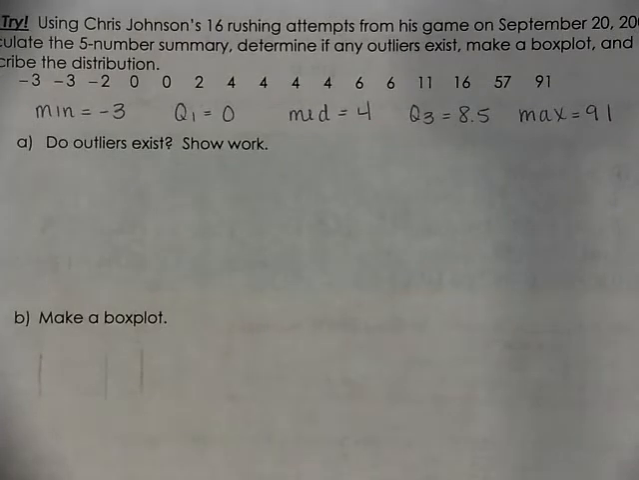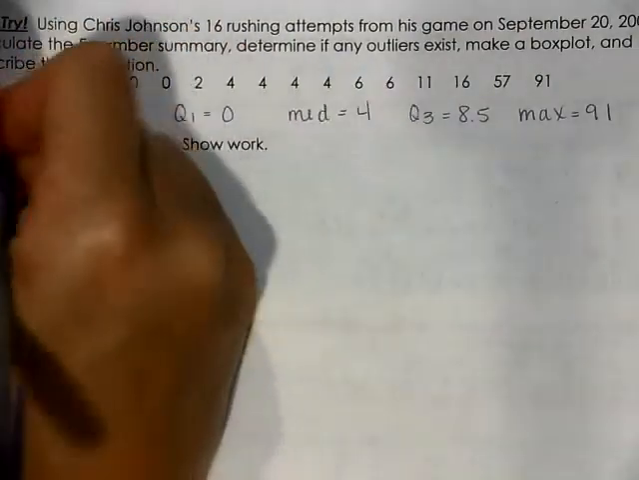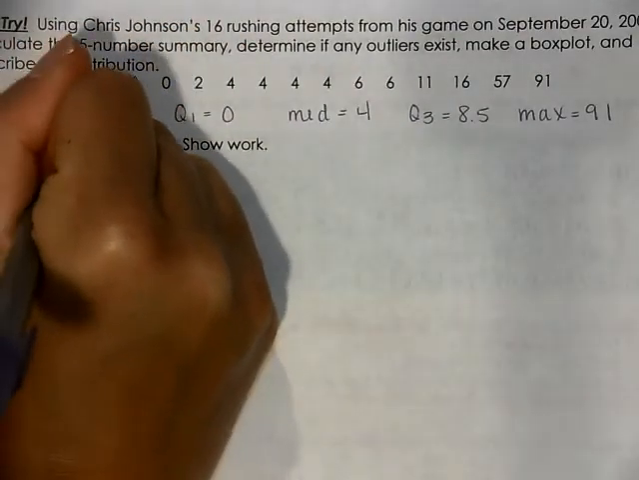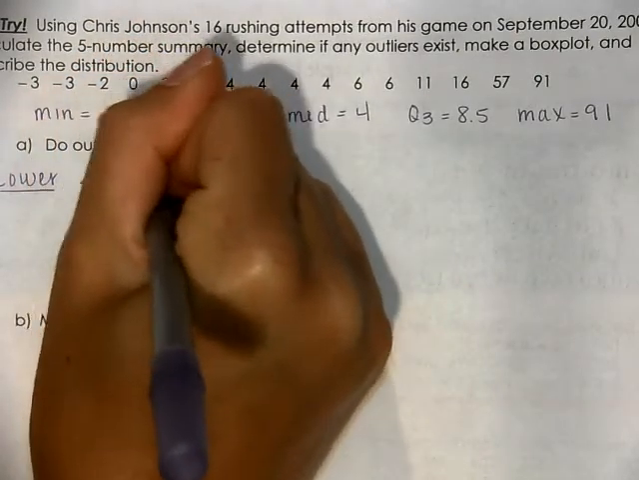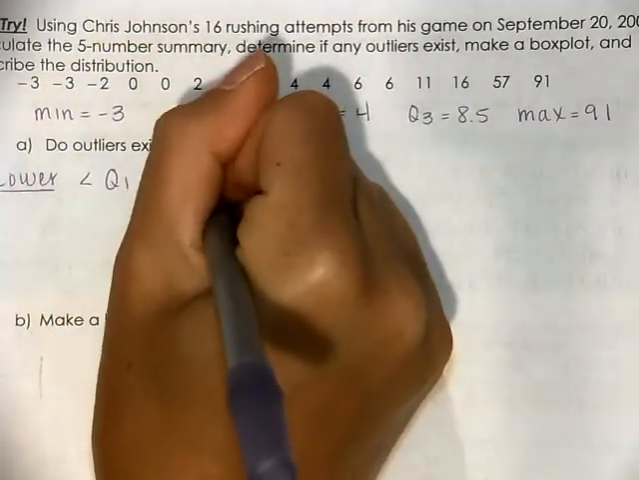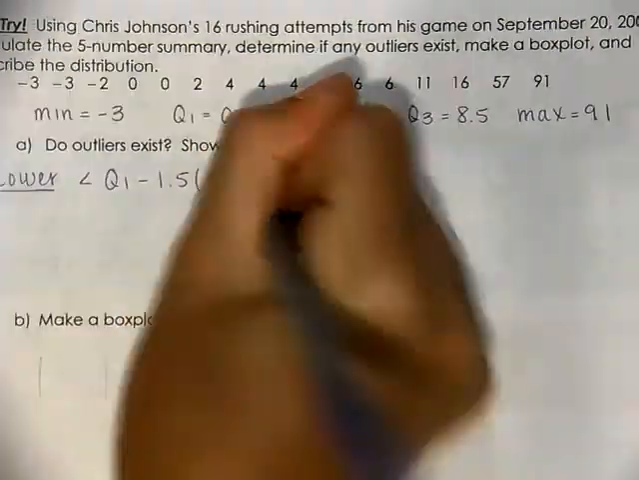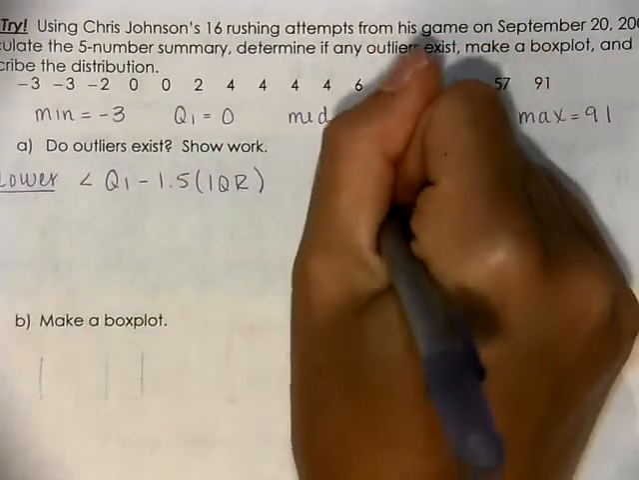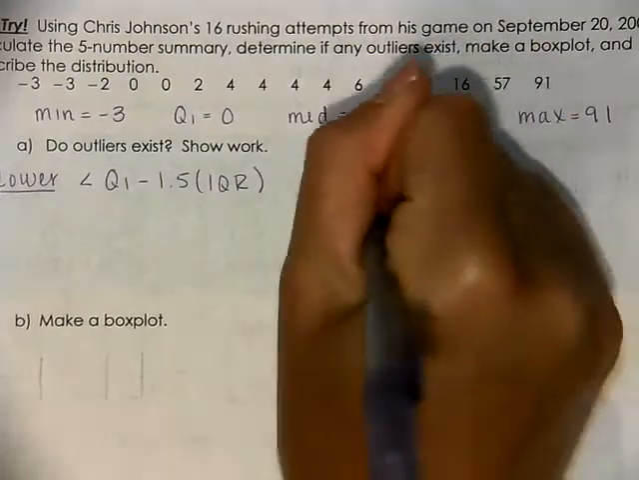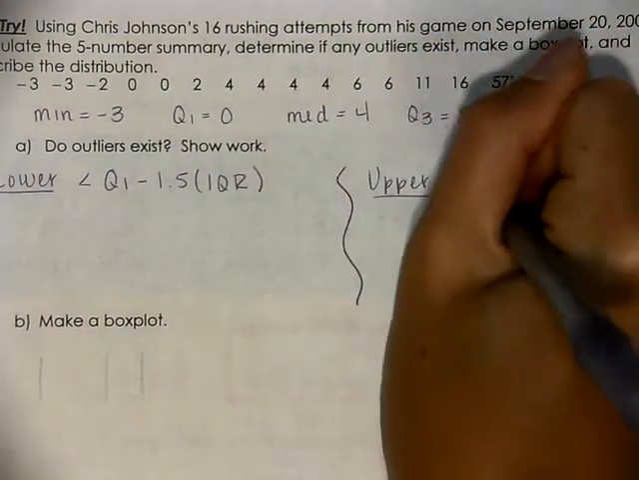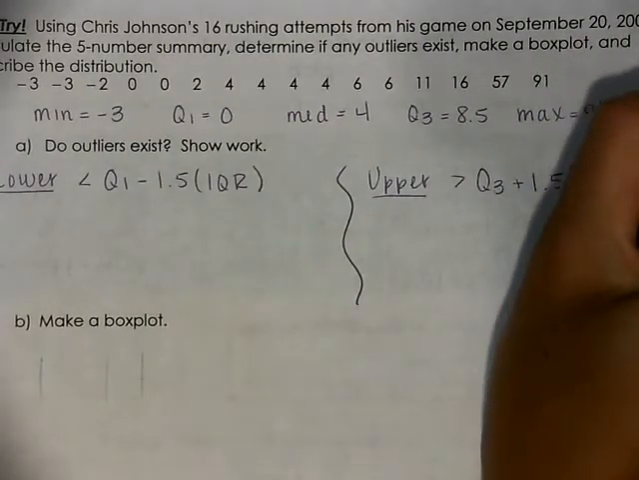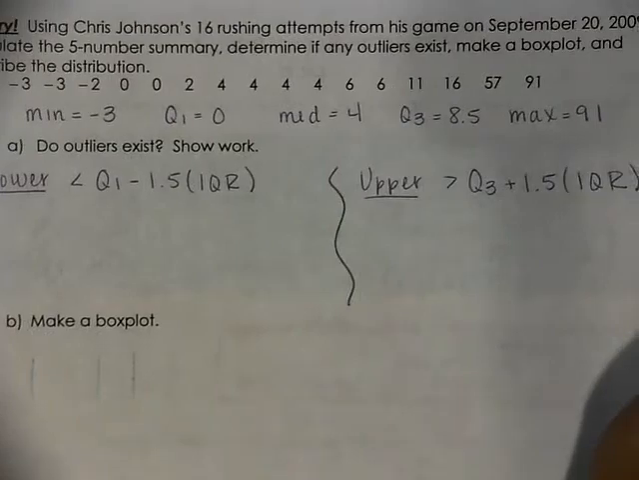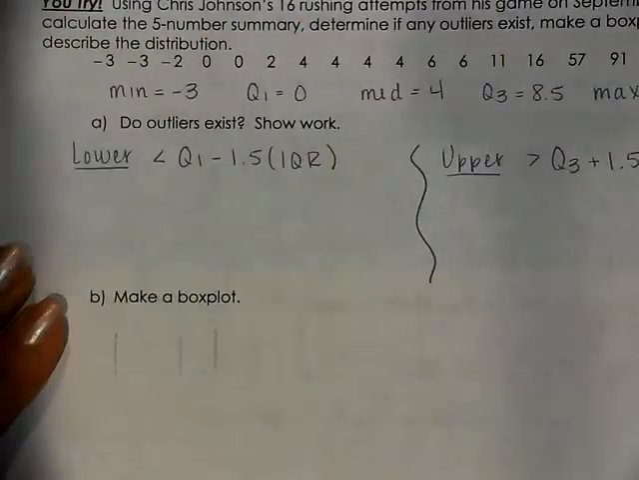So, do any outliers exist? So let's go check those 2 formulas that we just learned. So in the lower direction, outliers would need to be less than Q1 minus 1.5 times IQR. And in the upper direction, they would need to be greater than Q3 plus 1.5 times IQR. Okay, so let's check the lower direction first.